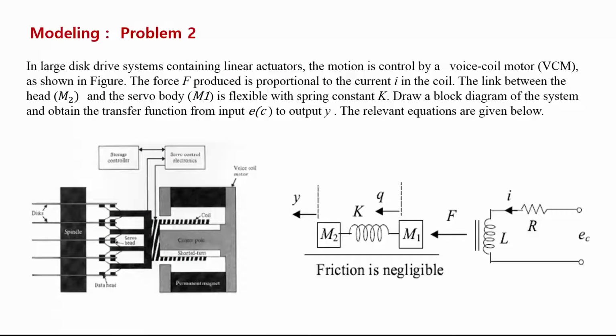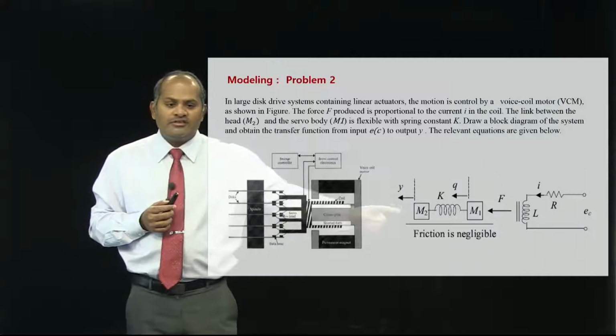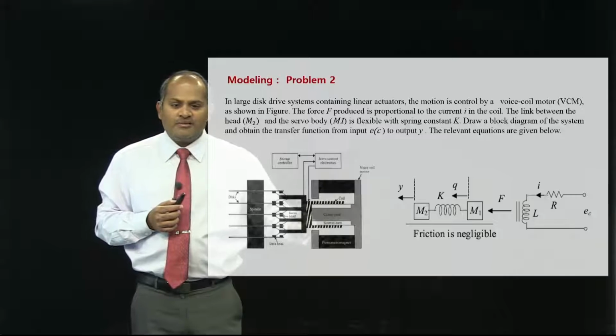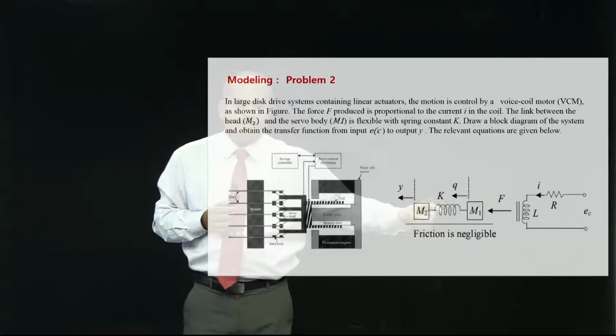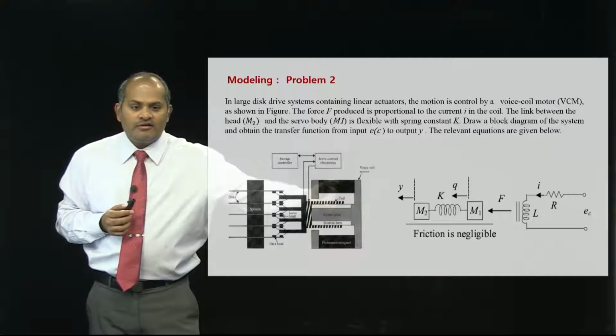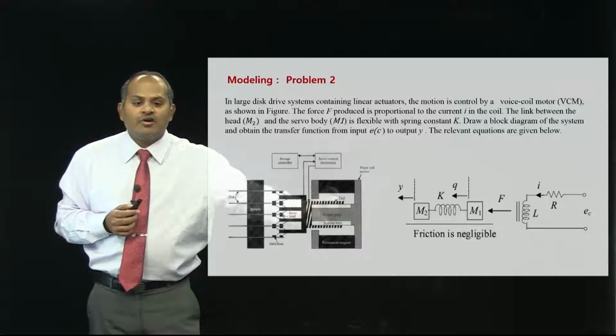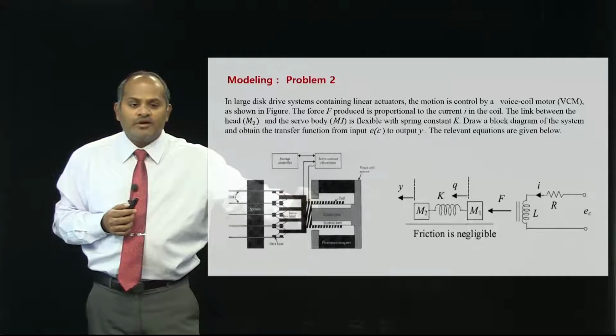The link between the head M2 and the servo body M1 is flexible with a spring constant. So, if you look, there is a head here and there is some kind of flexible mechanism, which is modeled as a spring. So, these are the masses M1, M2, and there is a spring here. This is the magnetic coil here. Since there is a field, this produces force and this coil makes some movement.